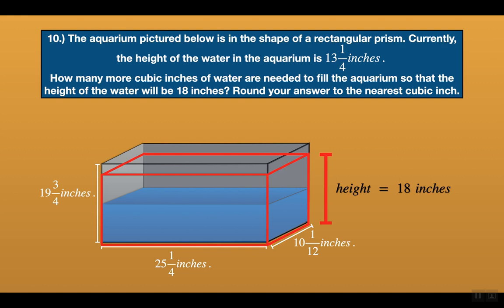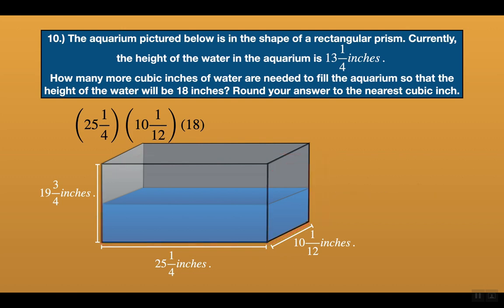So we're not going to use the height of the aquarium at all. What we're going to need is the height that we want the water to be at, which is going to be 18 inches. If you look at the red outline, in red we have a rectangular prism. And calculating the volume of a rectangular prism is very easy. Just multiply length times width times height. But again, do not use the height of the aquarium. We don't need it. What we need is the height of the water, the height of where we want the water to be. So that's what we're going to calculate first. What's the volume of the water where we want it to be? So that's why the height is 18 inches.